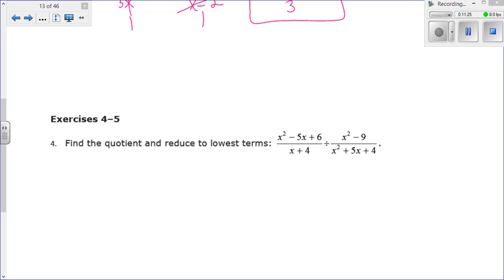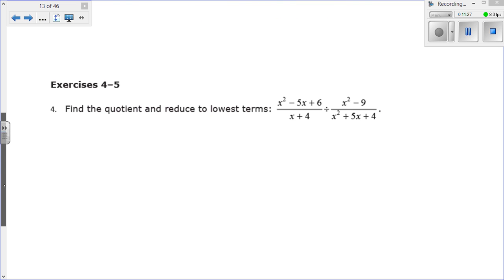Find the quotient and reduce to lowest terms. Well, we're going to do factoring and stay, change, flip all together. So in my first fraction, I'm going to factor my numerator, and my factors of 6 that add up to 5 are 2 and 3. So I'm going to say x minus 3 and x minus 2 over x plus 4. My division becomes multiplication, and then I flip.